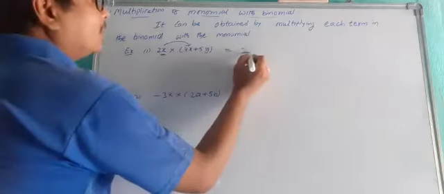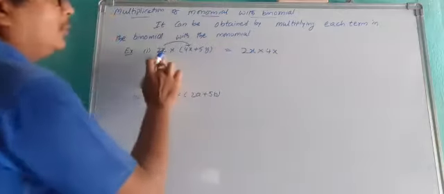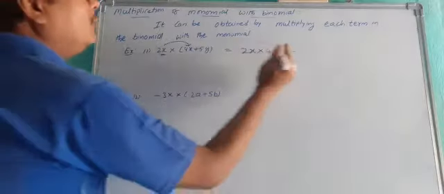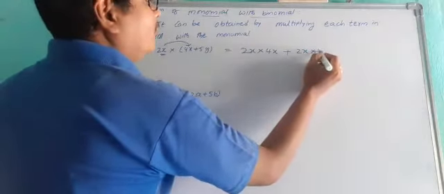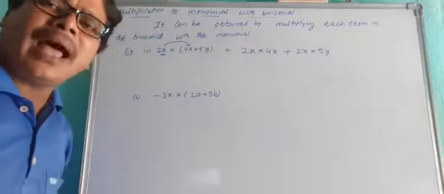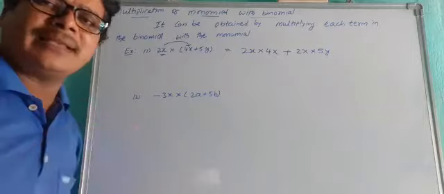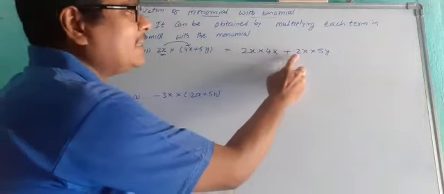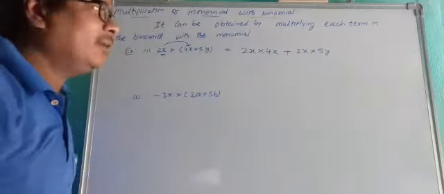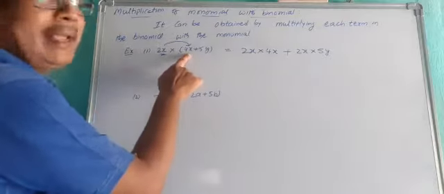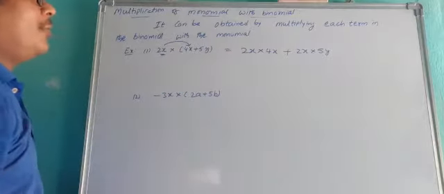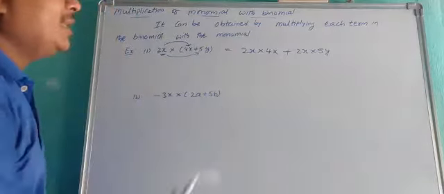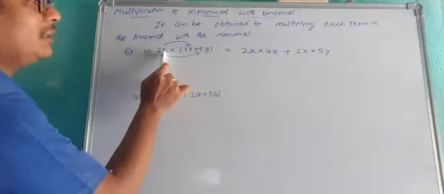That means 2x into 4x plus 2x into 5y. This is known as the distributive law. Already you know that in your 7th class. Distributive law: a into (b plus c) equals a into b plus a into c. So same as 2x into 4x plus 2x into 5y. That means you have to multiply each term in the binomial with this monomial.